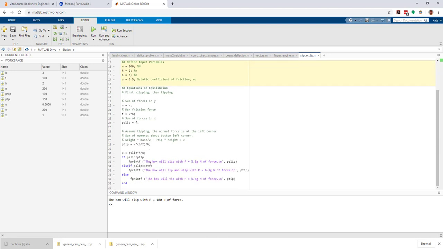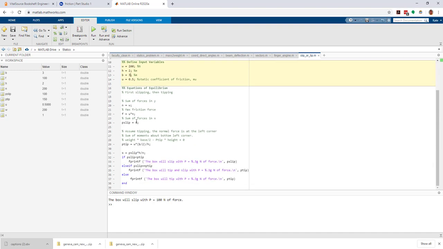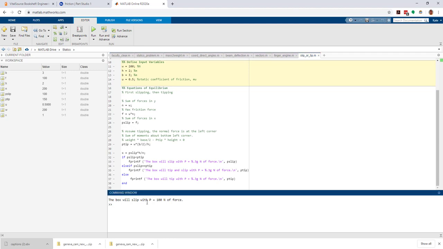Okay. So we've got some if-else statements down here that allow us to kind of play with some different variables and compare that slipping versus tipping scenario. Okay.